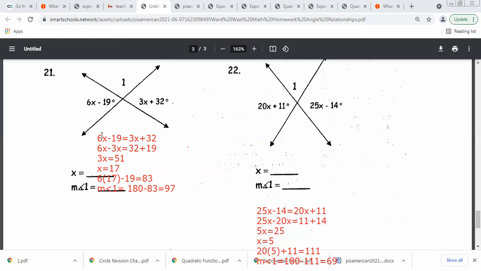Once you have two variables, one on the left and one on the right, you have to combine the like terms together. Once you move from one side to the other side, then we have to change the sign.